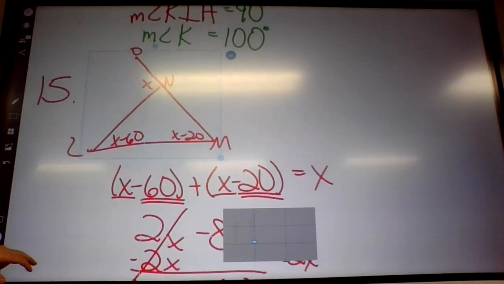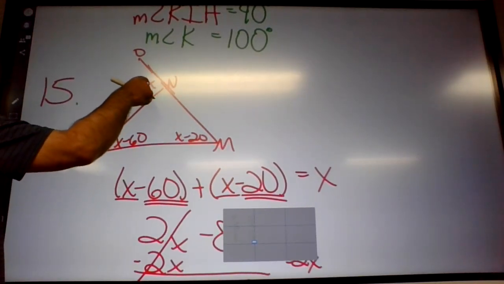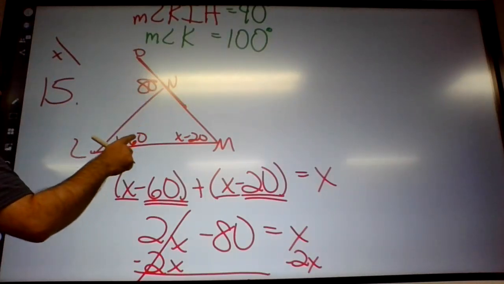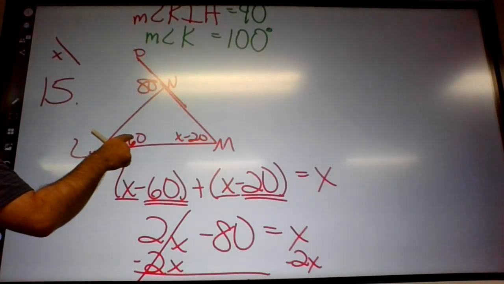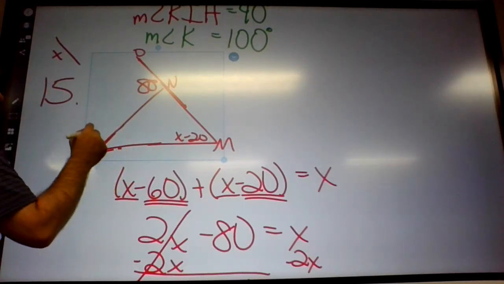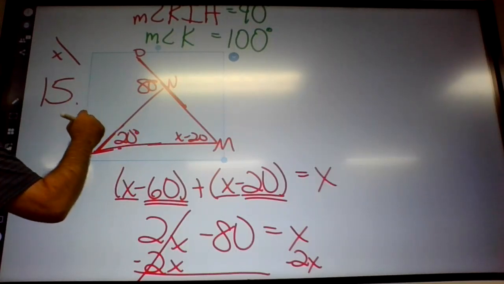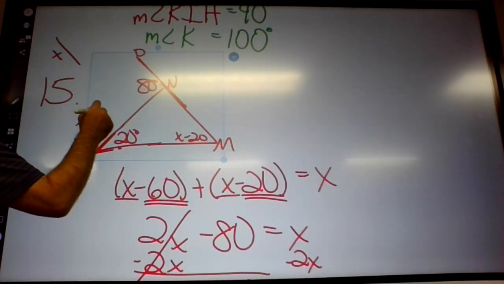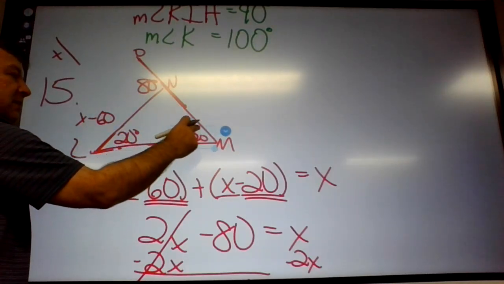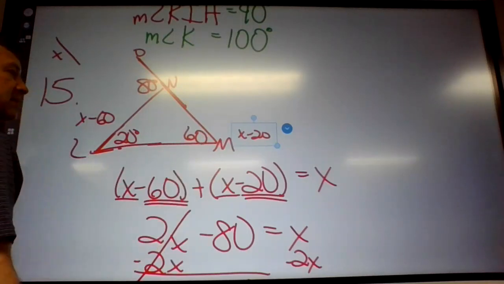Okay, if x is 80, then what's this angle right here going to be? 80. We just said x is 80 degrees. Okay, what's this angle down here going to be? It's x minus 60, so what's 20? Because it's 80 minus 60, so it's 20. What's this angle going to be? Yeah, 80 minus 20 is 60.